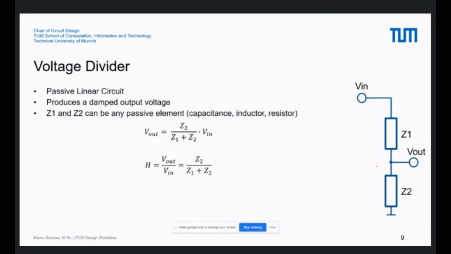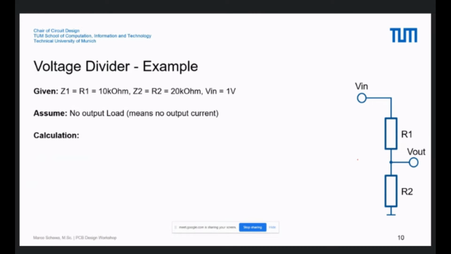And if, for example, you put a resistance here and a capacitance here, then it's a normal low pass filter. And if you have two resistances, then it's of course only a voltage divider. So for example, let's do a little bit of calculation. If R1 is 10 kilo ohm and R2 is 20 kilo ohm, so only resistances, and Vin is 1 volt, and we have no output load here, so that means no output current, we can calculate the output voltage, and this is in this case 0.66 volts.